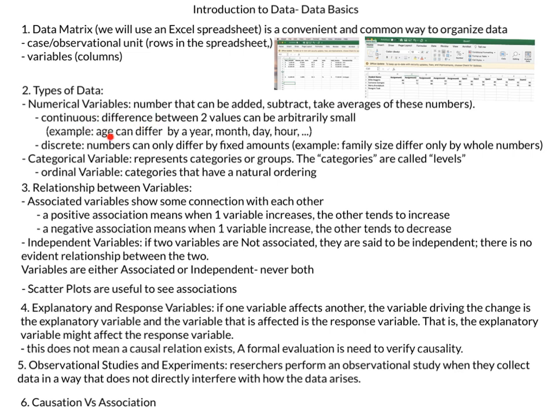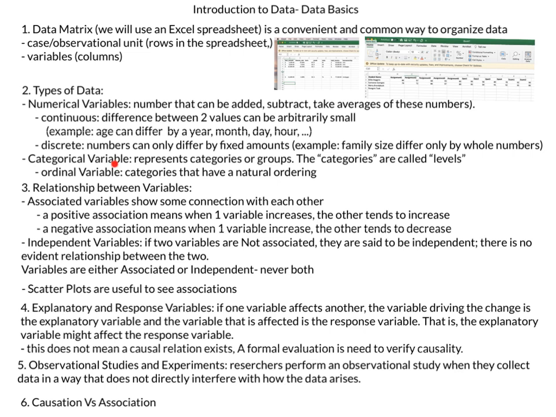But the difference in age can differ by many different values, and you can go arbitrarily small down to the microsecond. Whereas discrete numerical values can only differ by fixed amounts. So an example will be family size. Family sizes will differ only by whole numbers because in general, the number of people in your family is a whole number. You don't have 3.2 people in your family. You either have 3 or 4 people. So again, there are continuous numerical variables and discrete numerical variables.